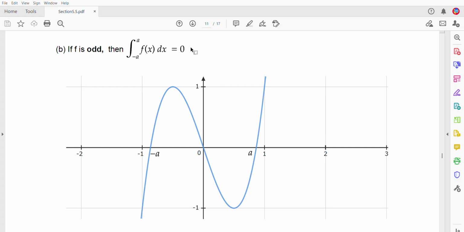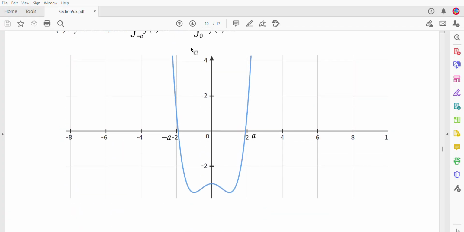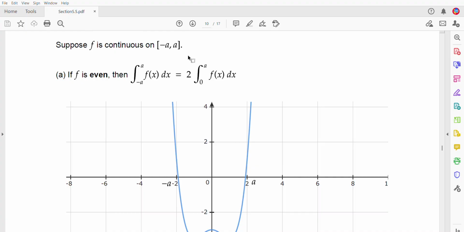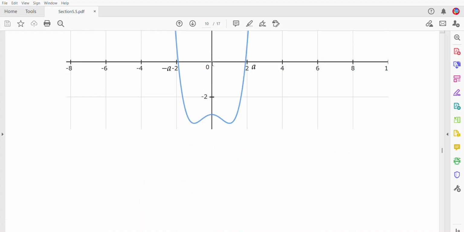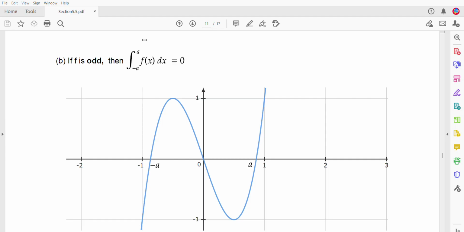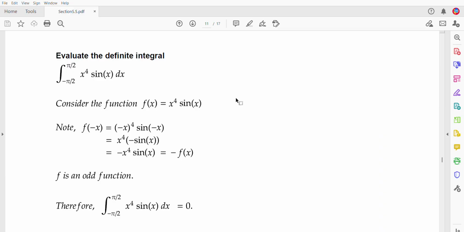So two consequences. For an even function, you have to take twice 0 to a. For an odd function, the definite integral negative a to a is simply 0. It has a very beautiful consequence somewhere here. Notice, definite integral negative pi over 2 to pi over 2 of x to the 4th sine x dx. Now you see, there is a product. We don't have a product rule. Finding its antiderivative could be quite a bit of work. We will need more techniques. Right now we don't.